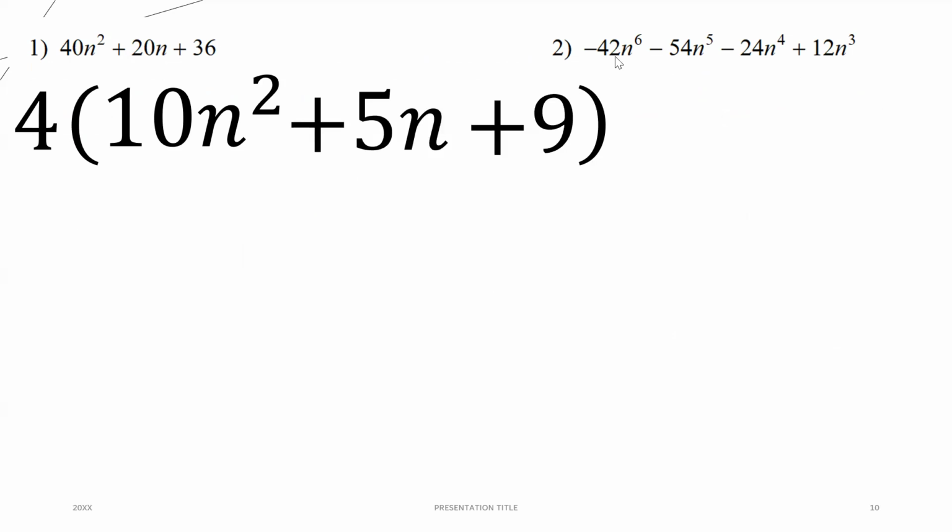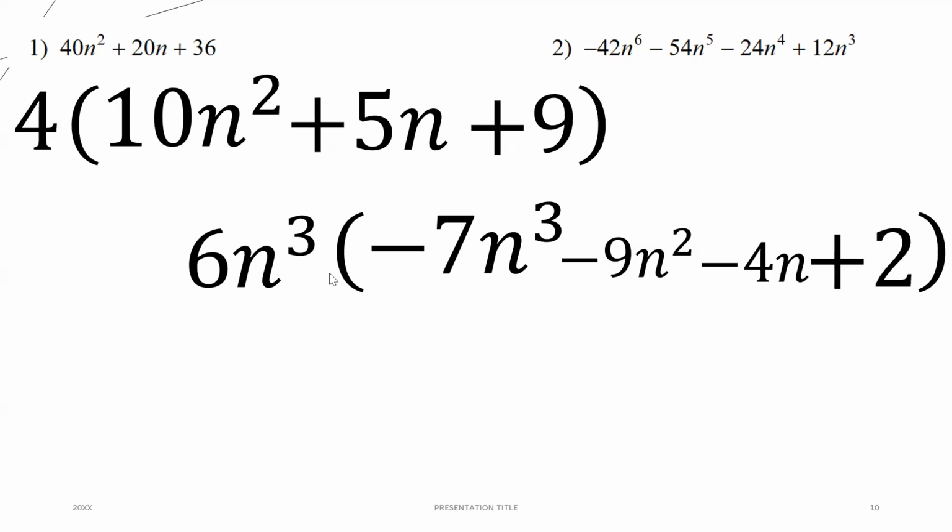Number 2 can go 2 different ways. You can take out a positive, you can take out a negative. In this case, we're going to take out a positive 6n cubed, which would give me, when I divide all those terms out like that. You could also go negative on it and have negative 6n cubed here, and then have a positive here, positive here, positive here, and a negative here. Both would be equivalent.